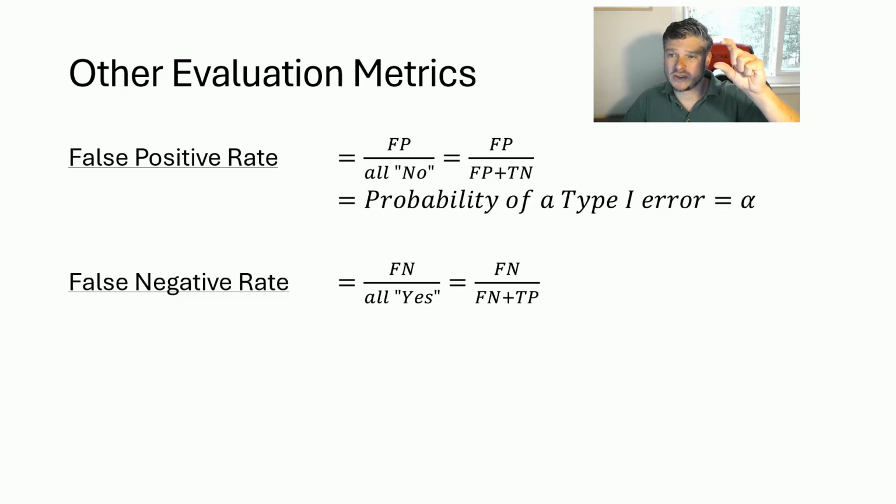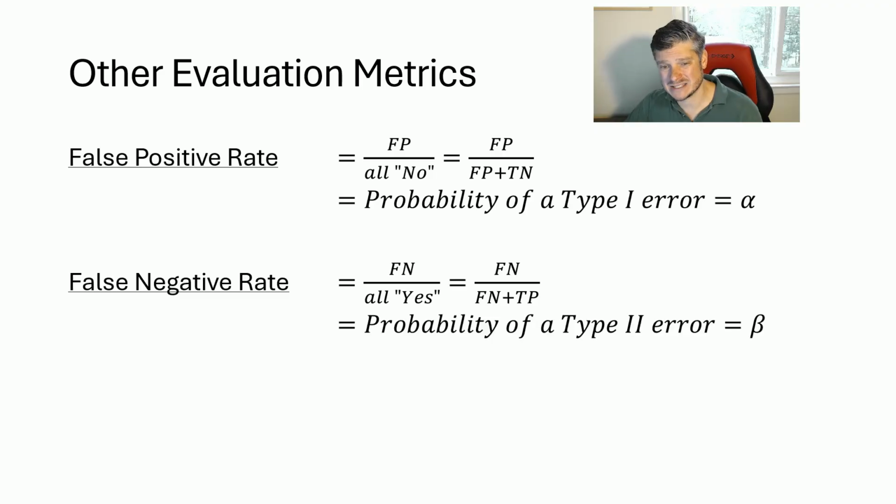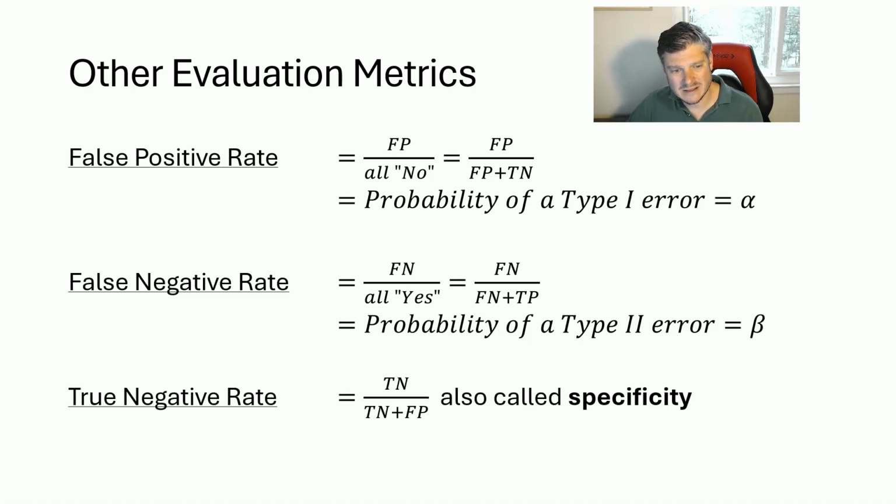We also have a false negative rate. This is all of our false negatives divided by the false negatives and the true positives. So this is the false negatives over everything that should have been yes. This is a type 2 error. So this false negative rate would be the probability of a type 2 error, sometimes referred to as beta in statistics testing.